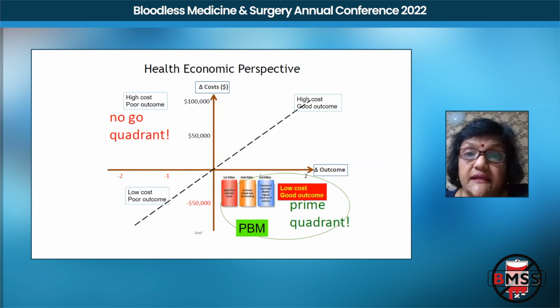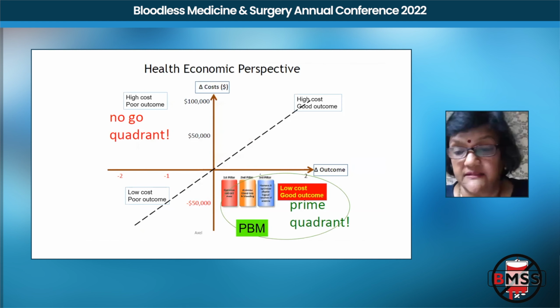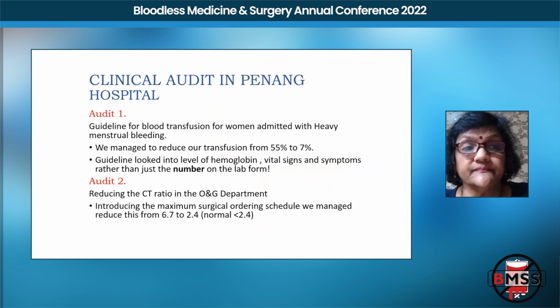Looking at the health economic perspective, patient blood management falls under the prime quadrant. It has good outcomes. There are numerous papers to show this, and it is cost effective as well.